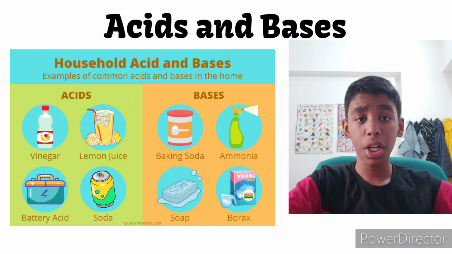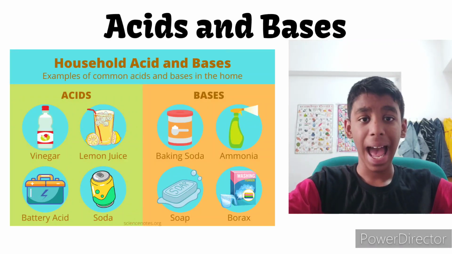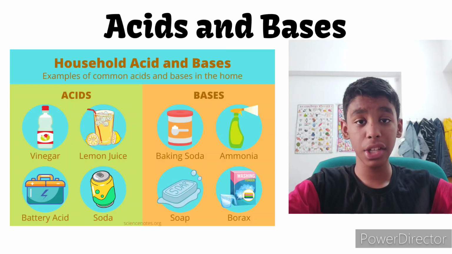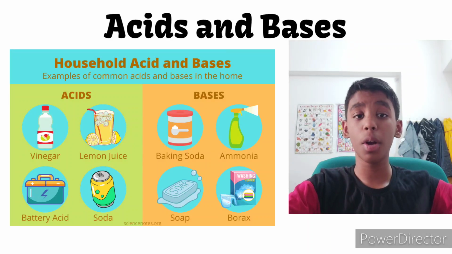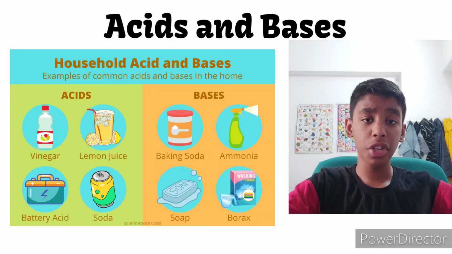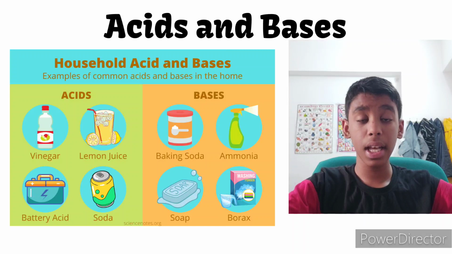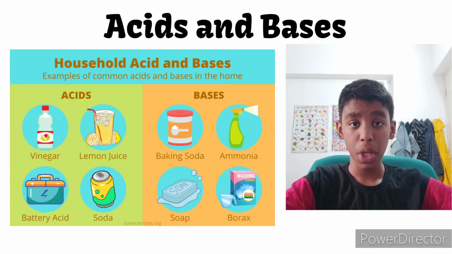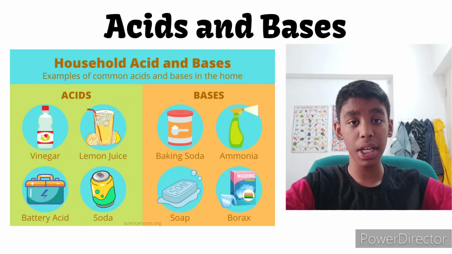My chemistry sir told about acids and bases. Acids are the things which are acidic in nature, and bases are the things which are basic in nature. Indicators are the things which indicate if it's an acid or base. For example, turmeric paper is a natural example of an indicator. When you put it in an acidic solution, it will change its color, and when you put it in a basic solution, it will also change its color.